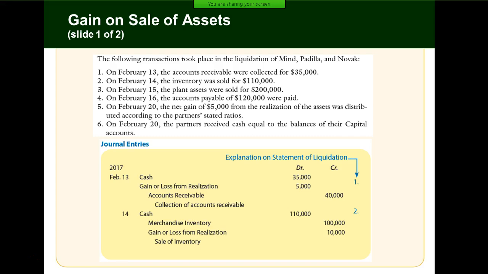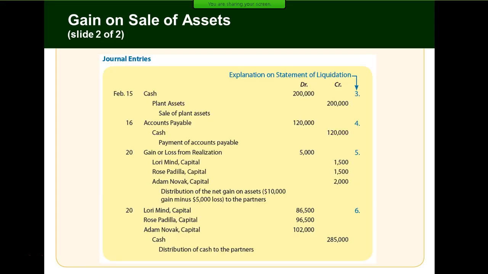Then the inventory was sold. The inventory was listed on our books at $100,000. We sold it for $110,000. So as you see, we have a gain from selling the inventory of $10,000. So our cash was debited at $110,000. Our merchandise is no longer there, so we're going to credit that merchandise. And then our gain or loss from realization of $10,000, that's going to be a gain from the sale of the inventory.